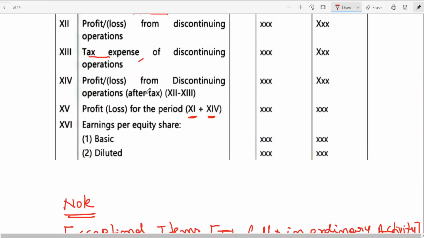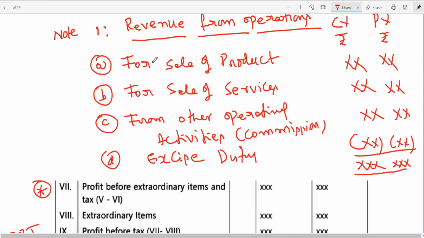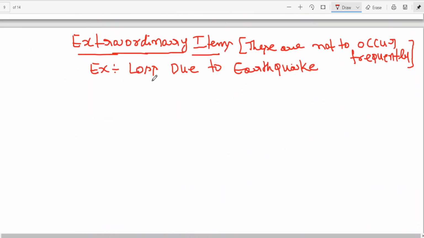That's a plain paper, I think you'll understand it now. Revenue from operations I've already given. Now note 2.